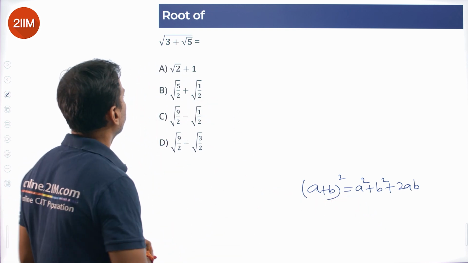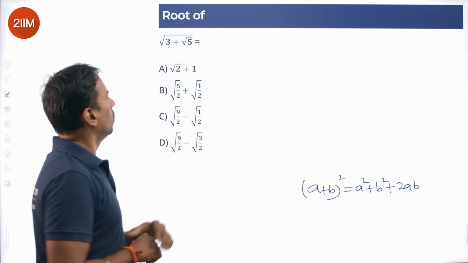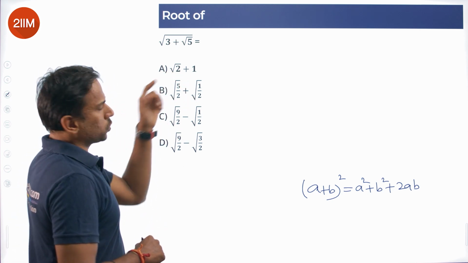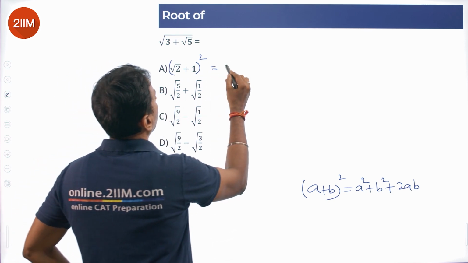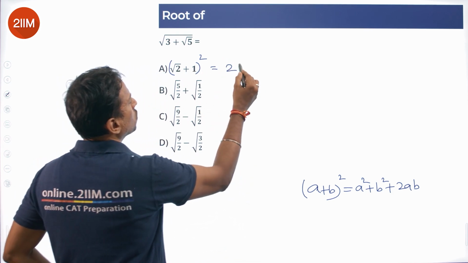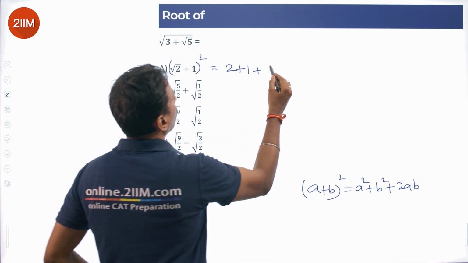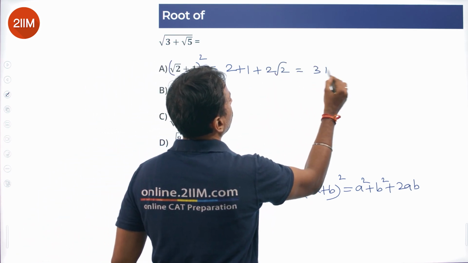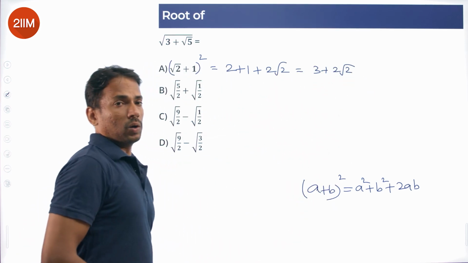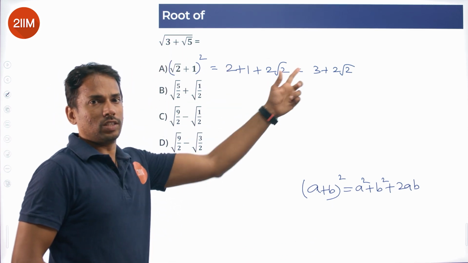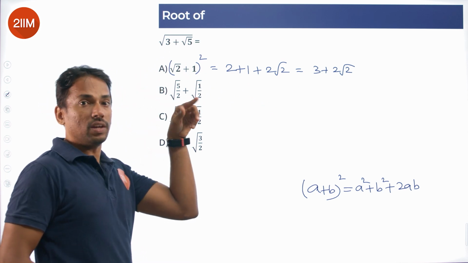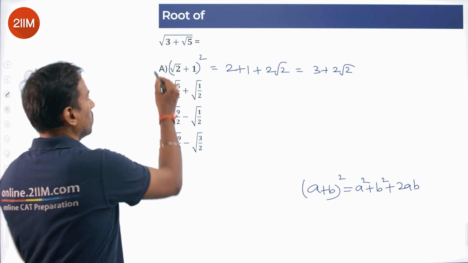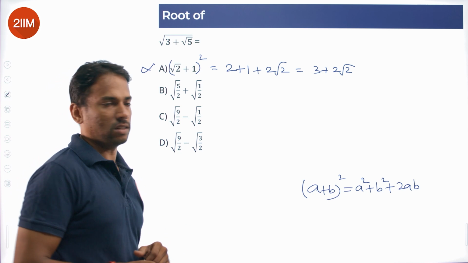Okay. Option A says root 2 plus 1. Let's try to square this. So this will give us a square is 2 plus b square is 1 plus 2 root 2. Means we'll get 3 plus 2 root 2. But what we have here in this question is not this expression. So we got 3 plus 2 root 2, but here we have 3 plus root 5. So that means option A cannot be the right answer.